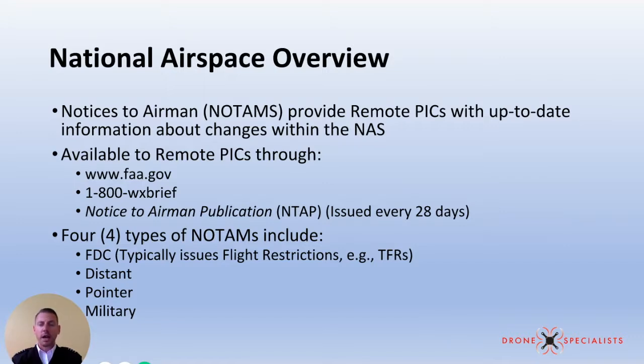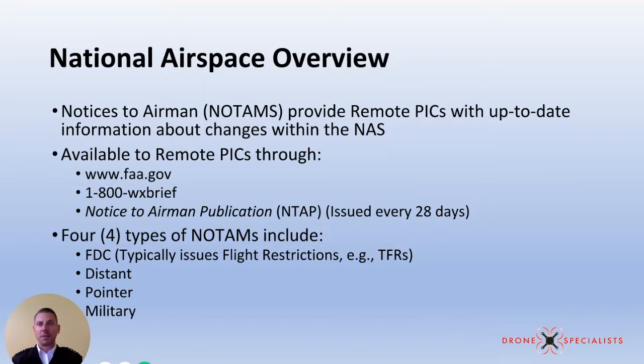Distant NOTAMs, consider it local and distant. They changed over the years. Now everything about airports or that may affect your route of flight but are not considered critical are considered D, or distant NOTAMs. Again, those are very important, but not nearly as important as the issuance of an FDC NOTAM. Examples of a distant NOTAM might be runway closures, or there might be some lights that are out, or some services that are unavailable.